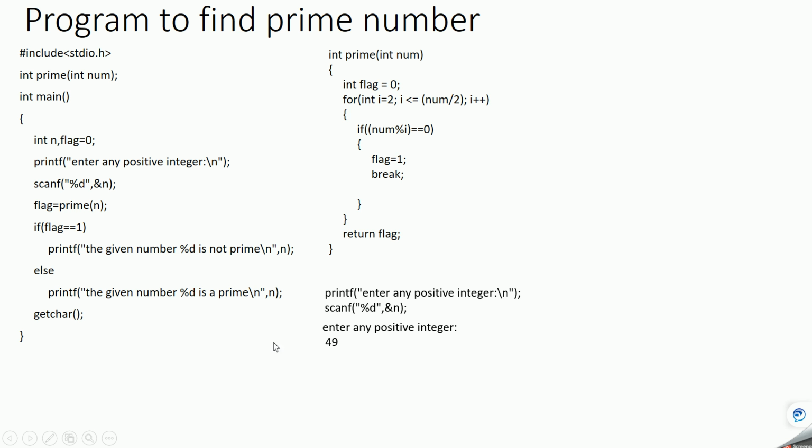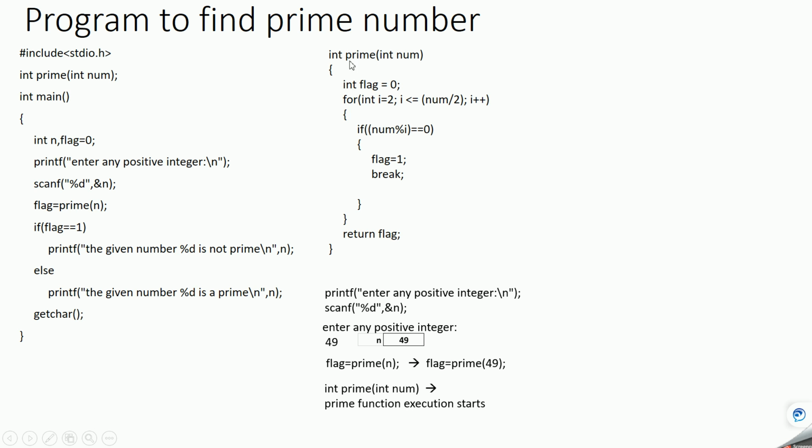So what will happen here, this scanf will read this value in n, and n will now have 49. Okay, now next, this flag equal to prime of n will get called. So this prime function is getting called with the value of 49, n equal to 49. Since we are calling this prime function, the control will go from here to here, the definition of the function.